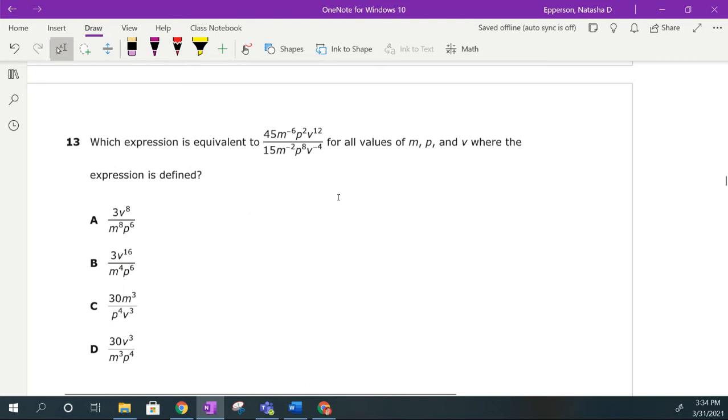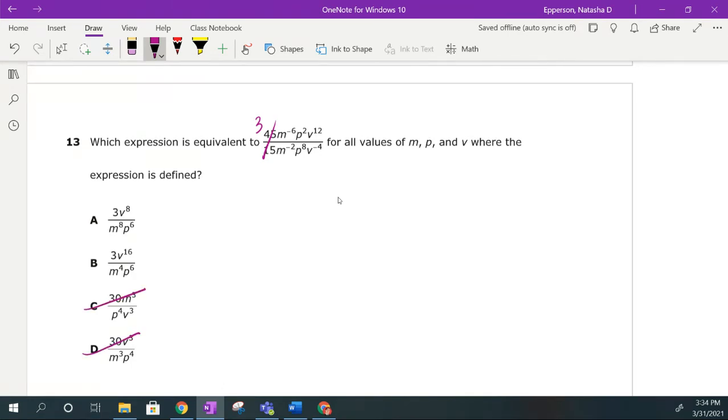Number 13 is an exponential function. We want to simplify everything. The first thing I'm going to do is look at the 45 divided by 15. 45 divided by 15 becomes 3. So that cancels out and becomes 3. I'm going to look at all of these. So that eliminates C, that eliminates D.